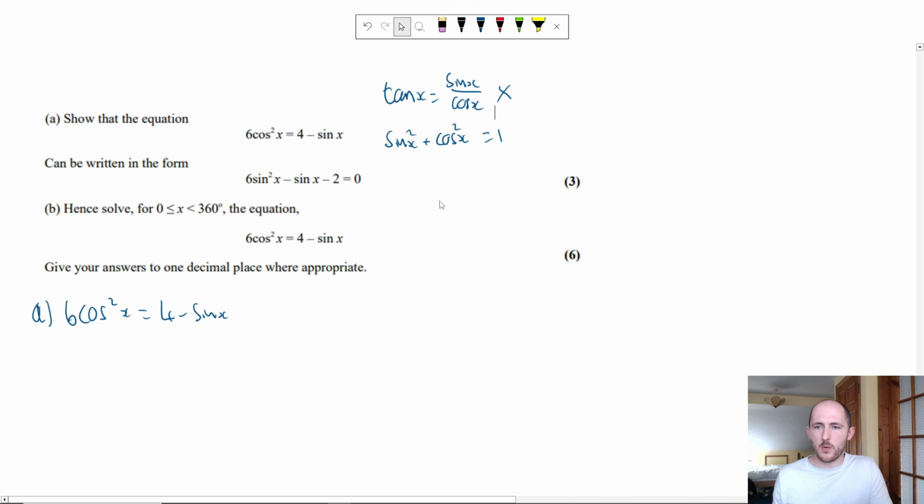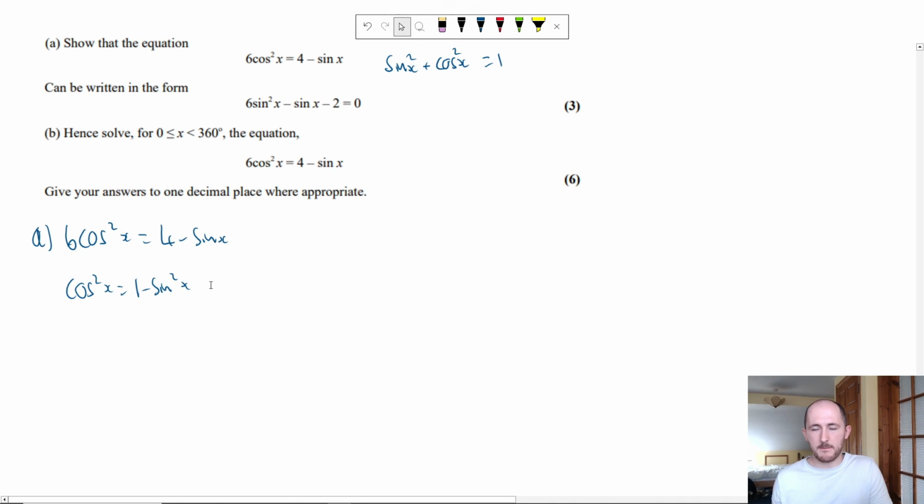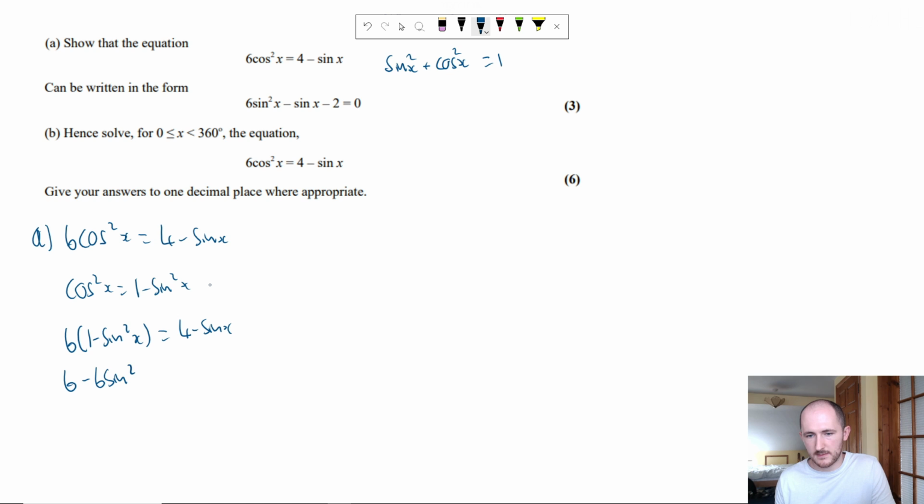That's it. So we want to rearrange for cos squared, so I'm just going to minus sin squared from both sides. So cos squared x is just 1 minus sin squared x. And that's how easy it is. Sub that in, rearrange, bish bash bosh, you're done. So 6 (1 minus sin squared x) equals 4 minus sin x. Expand, we have 6 minus 6 sin squared x equals 4 minus sin x.